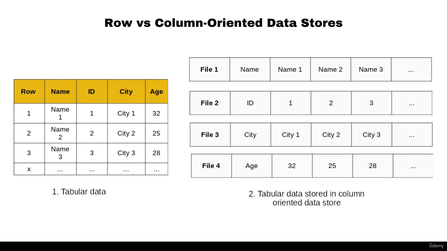In this example, we have tabular data on the left with 4 columns and X number of rows. If this tabular data is stored in column-oriented format, we would end up with 4 different files, and each of these files would correspond to different columns in the tabular data. For example, file 1 would correspond to the name column, file 2 to the ID column, and so on. Within each file, there would be X number of values for that particular column since we have X number of rows. So while reading the data, we can read only those files which are required, and we don't have to scan through all the data on the disk.